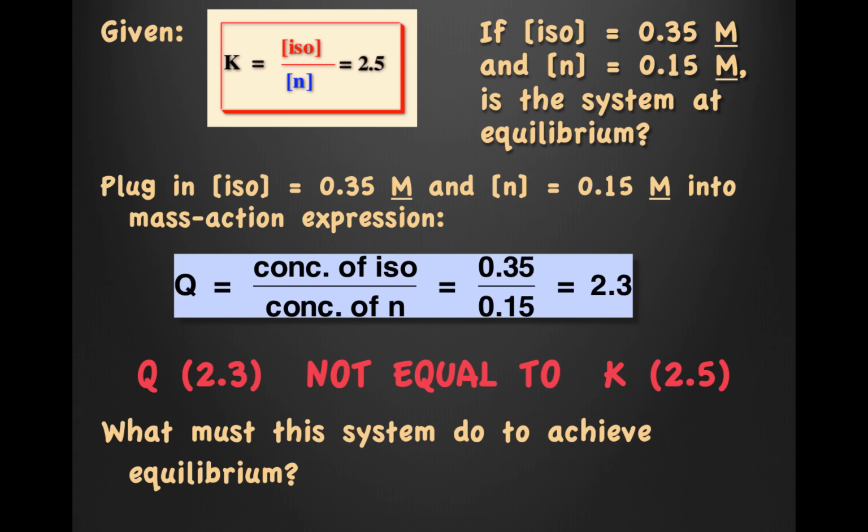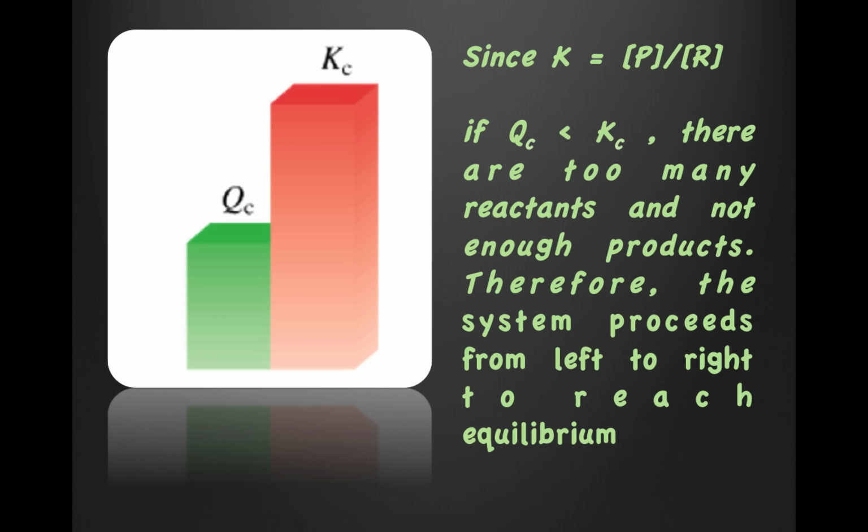What must this system do then to achieve equilibrium? Since the equilibrium constant is the concentration of products over reactants, and since our Q was less than KEQ, that means it was too small compared with the equilibrium constant. If Q is less than KEQ, there are too many reactants and not enough products. Therefore, this system proceeds from left to right to reach equilibrium.